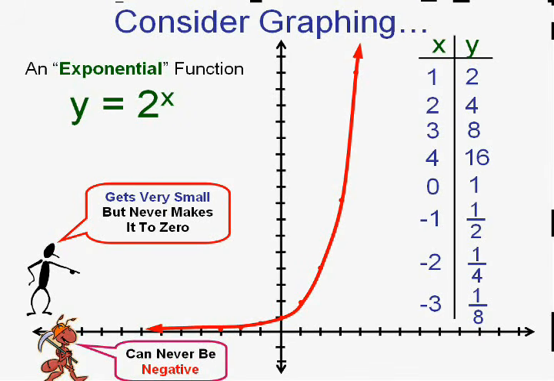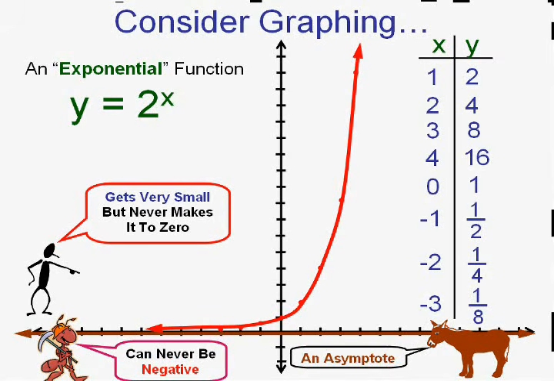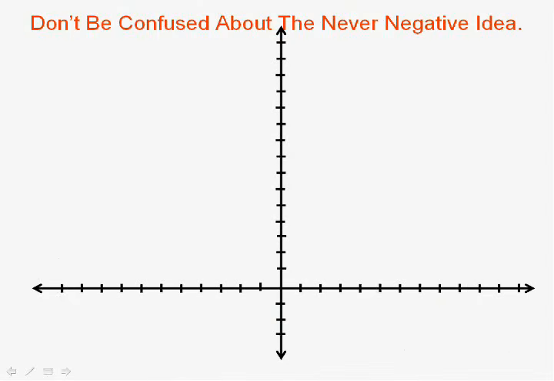Since in this case, anyway, it can never be negative because it can never reach 0, we have a name called an asymptote. An asymptote, when it never quite reaches it. And that's worthy of remembering because that's going to happen all the time in these exponential functions. Warning: now don't be confused about this never negative idea.